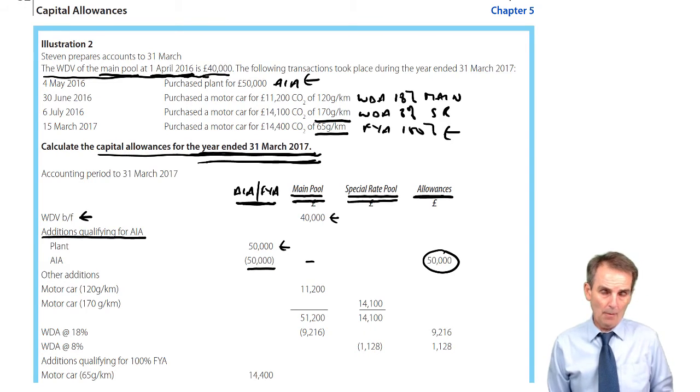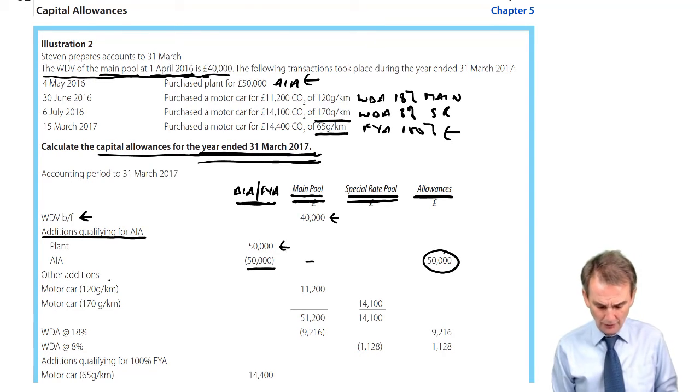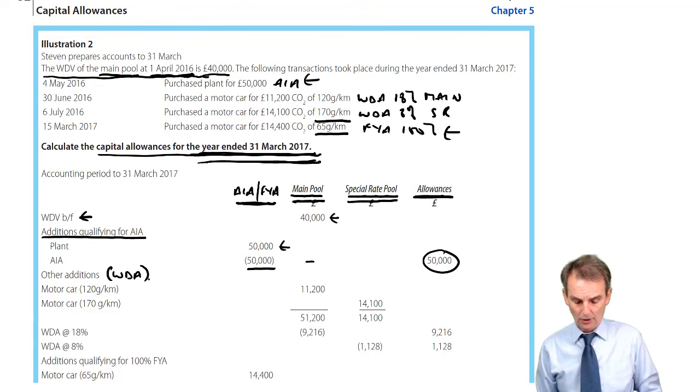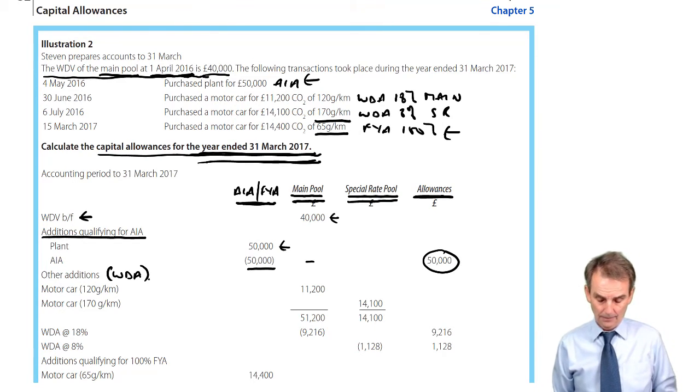There are two cars purchased that attract writing down allowance. So we now deal with the other additions that are eligible for WDA, and that will always mean at this part of the computation, we're talking about cars. Which ones? The 120 grams per kilometre, that one went to the main pool. The 170 grams per kilometre, as we've identified up here, sorry, I beg your pardon, went to the special rate pool.